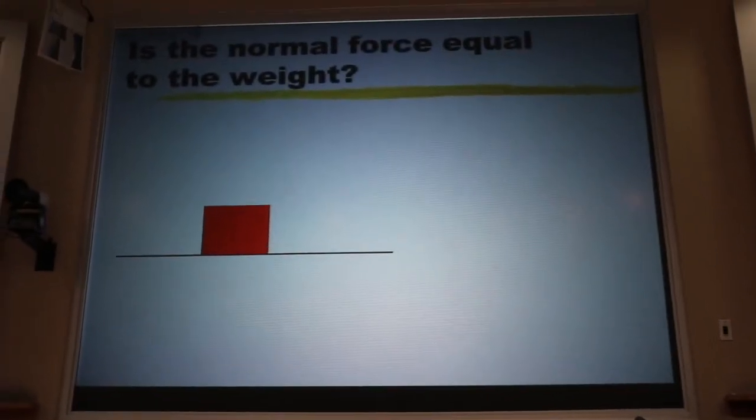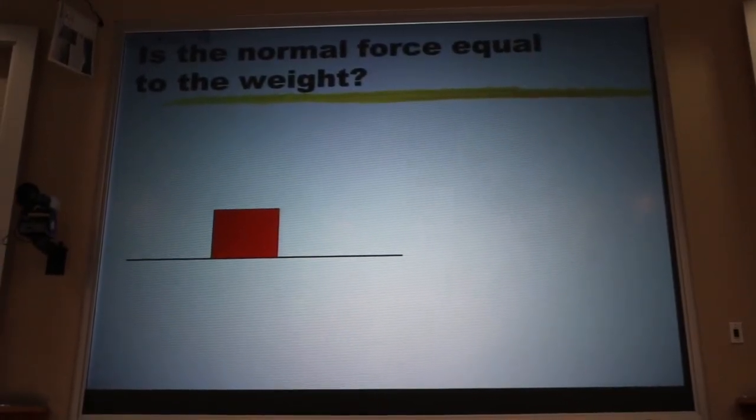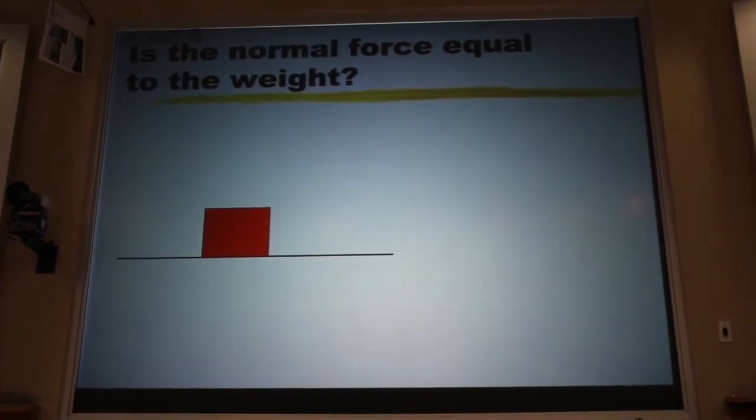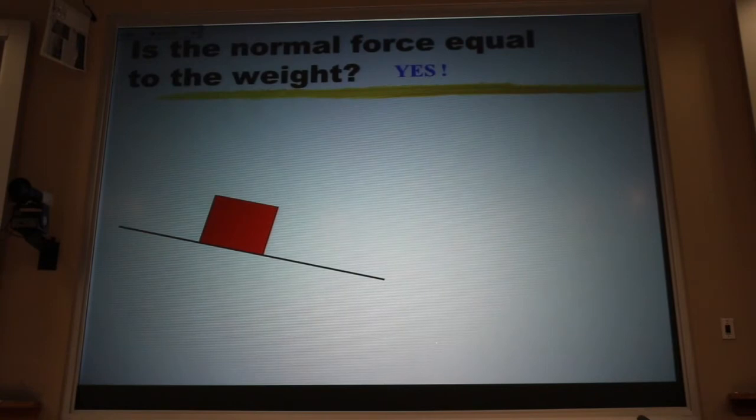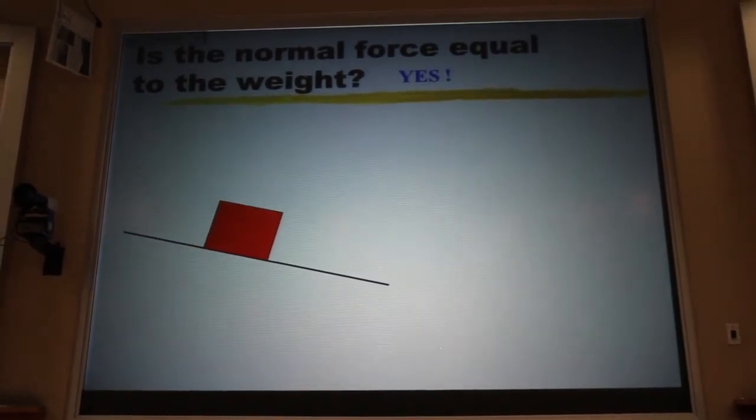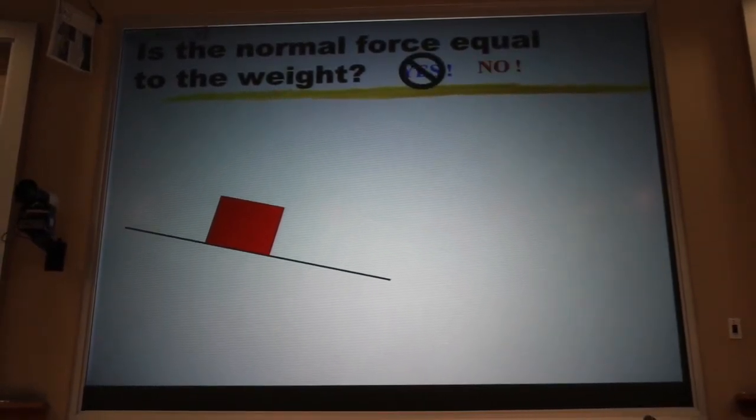If I have a block sitting on a level surface, is the normal force equal to the weight in magnitude? Yes or no? Yes, it is. What if I put that same block on an incline? Now it's no. Okay, and I can show that with a free body diagram.